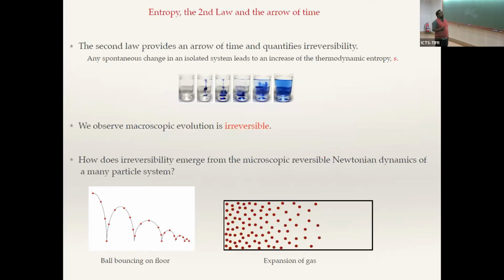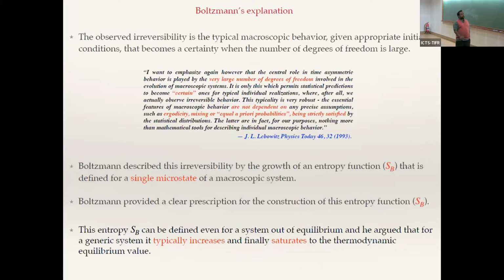Okay, so the second law provides an arrow of time, and it quantifies irreversibility, which we see in the evolution of macroscopic observables, macroscopic quantities. The big and broad question is, how does this irreversibility emerge from the microscopic reversible Newtonian dynamics of many-particle systems, as we see in the expansion of a gas in a box which is isolated from the rest of the environment?